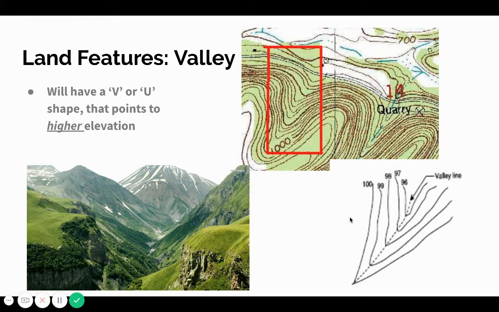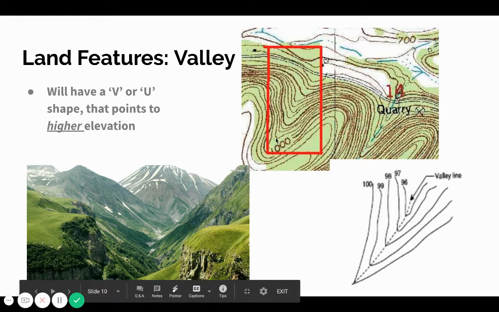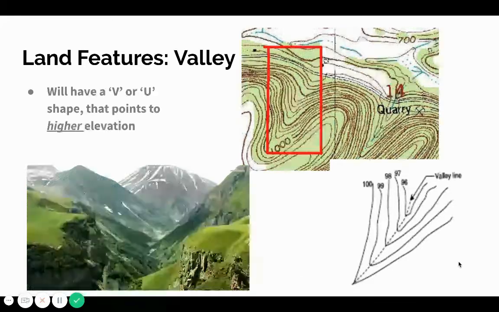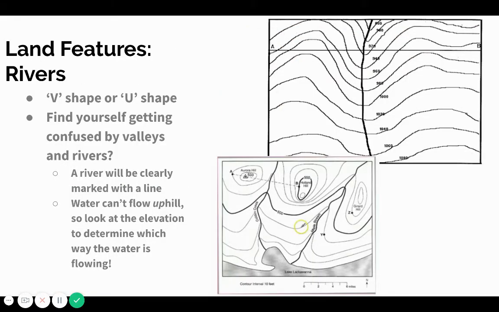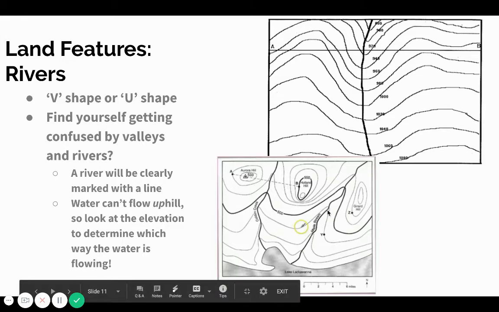A valley will have a V or a U shape that will point to higher elevation. A river will also have a V or a U shape. But Miss Shanice, I know y'all, I got y'all. The cartographers got us. A river will be clearly marked with a line like we can see here.